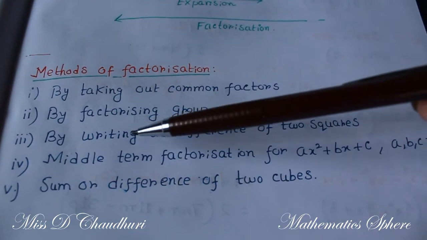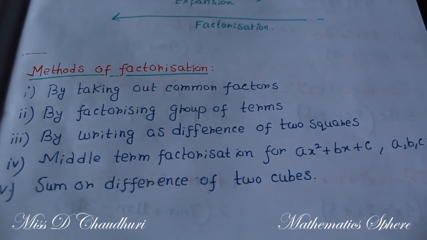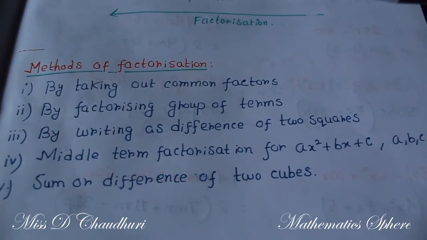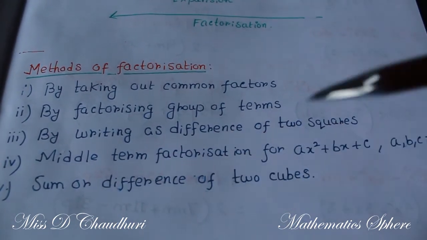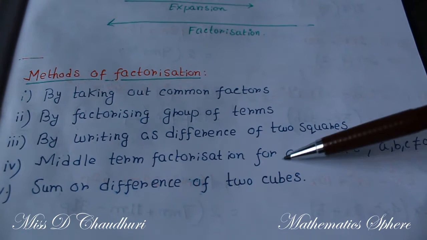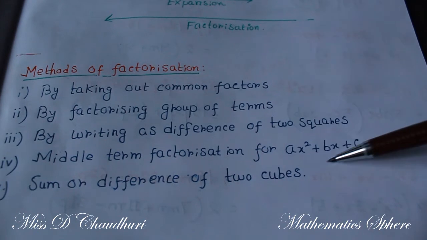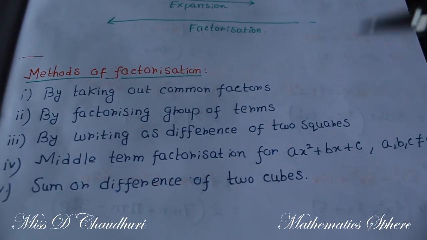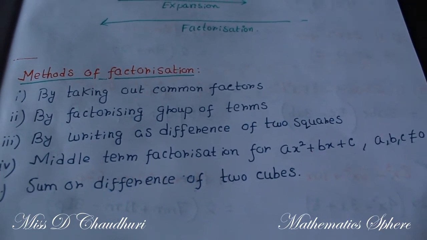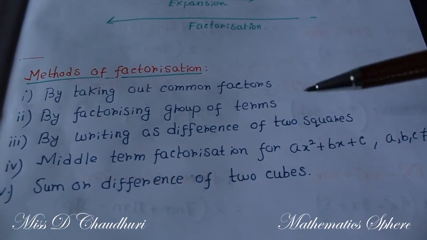Or we can factorize with the help of the difference of two squares. You know that a square minus b square gives us a plus b times a minus b. We can use that formula to get the factorized values. Again, we can use the sum or difference of cubes also. And the most important is the middle term factorization for the case of x square plus bx plus c type of expressions, where we will get this type of trinomials. In that we will have to factorize the middle term, the term containing the x part. These methods will be used to factorize the given expressions.